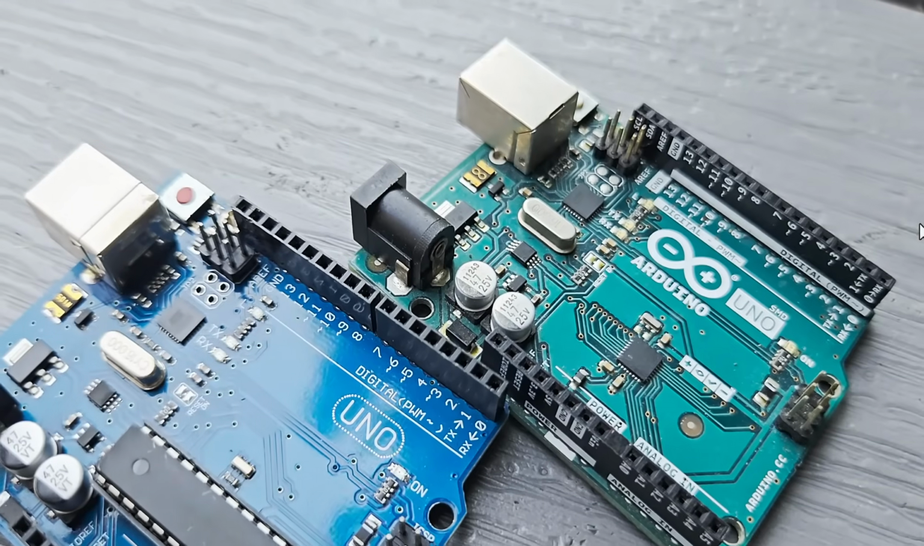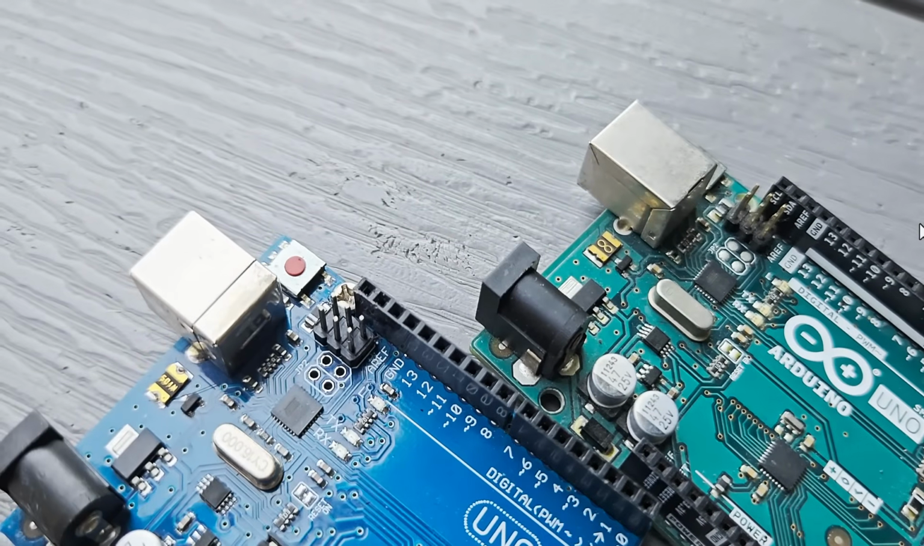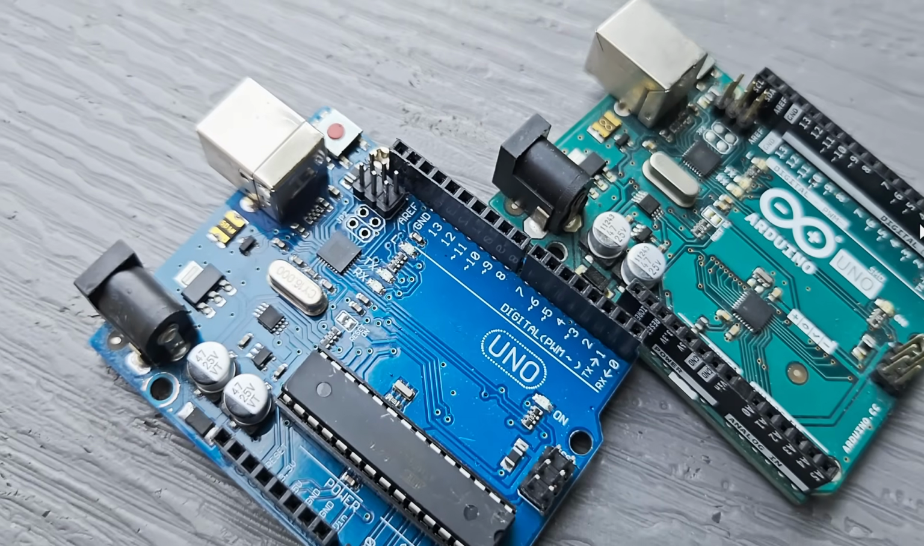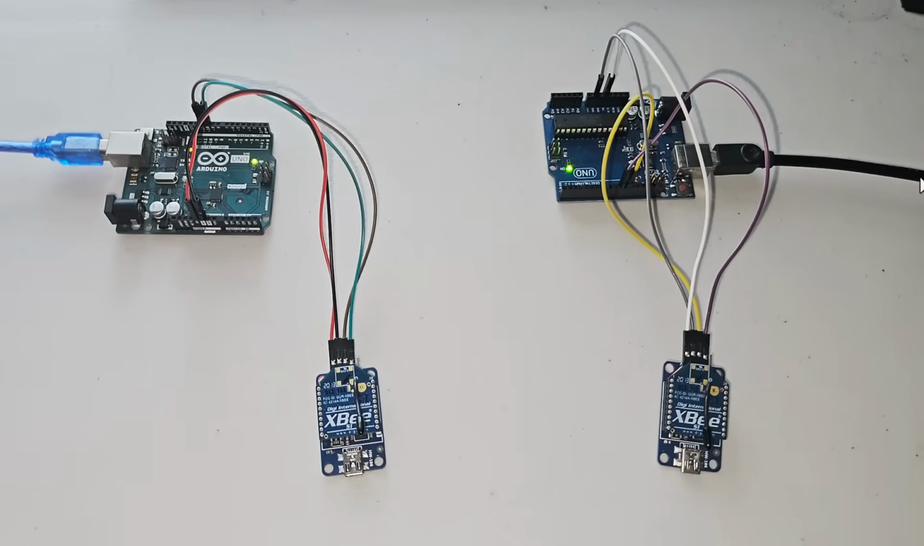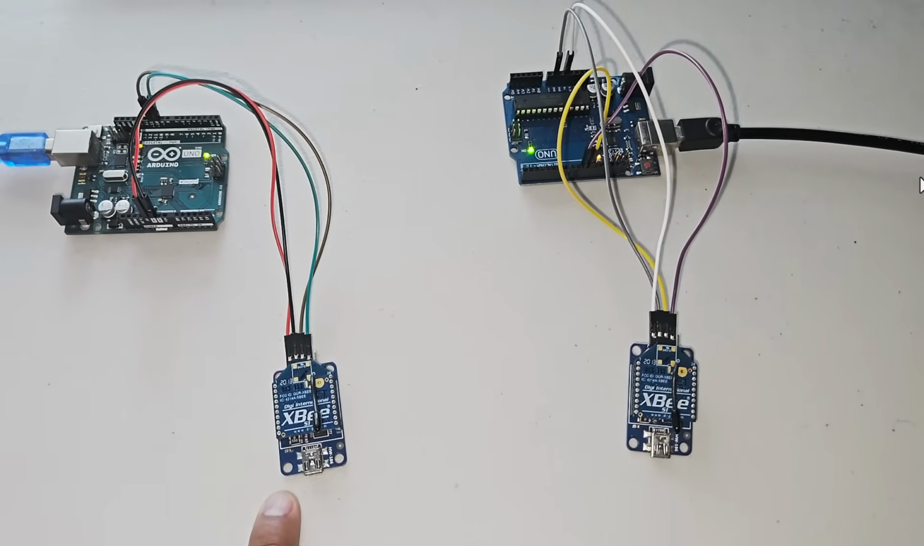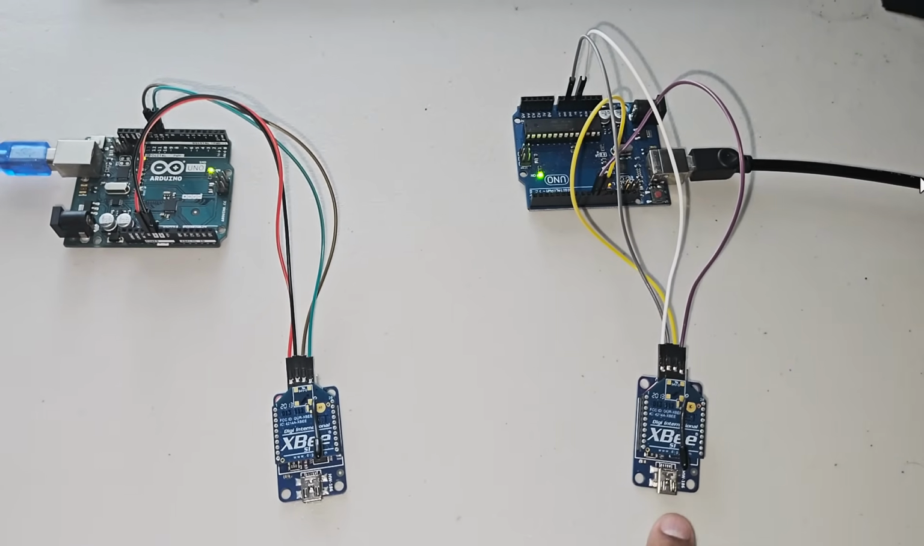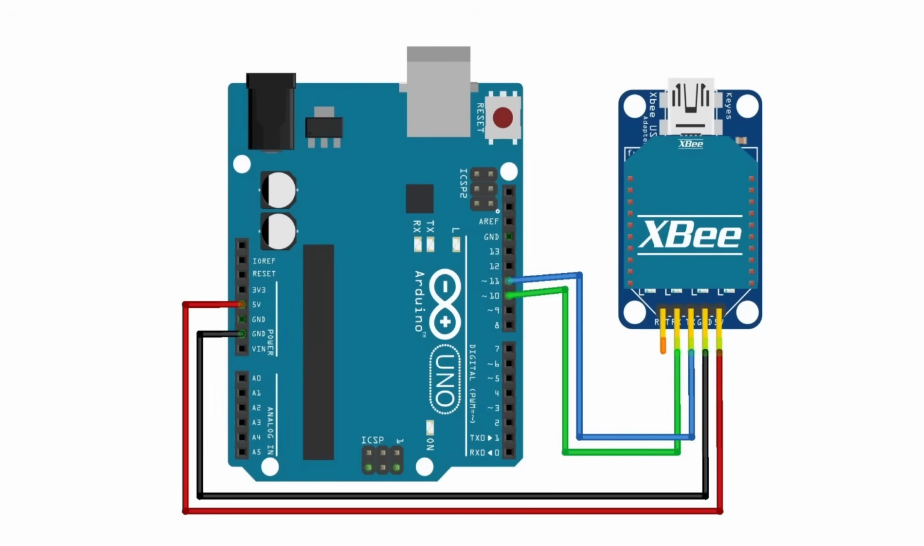Now let's interface the ZigBee module with the Arduino board. I am using a pair of Arduino boards along with a ZigBee module placed on the ZigBee adapter. One of the units will be the coordinator and the other will be the end device. Here is the connection diagram for your reference.